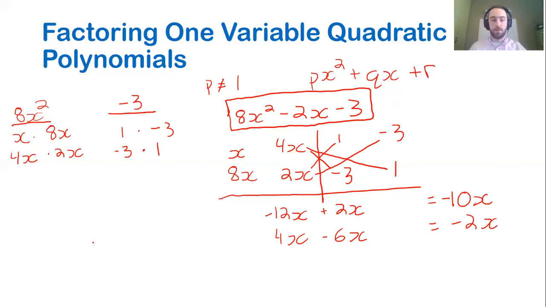Therefore, we simply write out our horizontal factors. 4x minus 3 and 2x plus 1. So nothing changes when p does not equal 1. We just have extra factors, right? For our first term, we just have extra factors. But the same exact rules apply with cross multiplication as well as the addition on the bottom row.